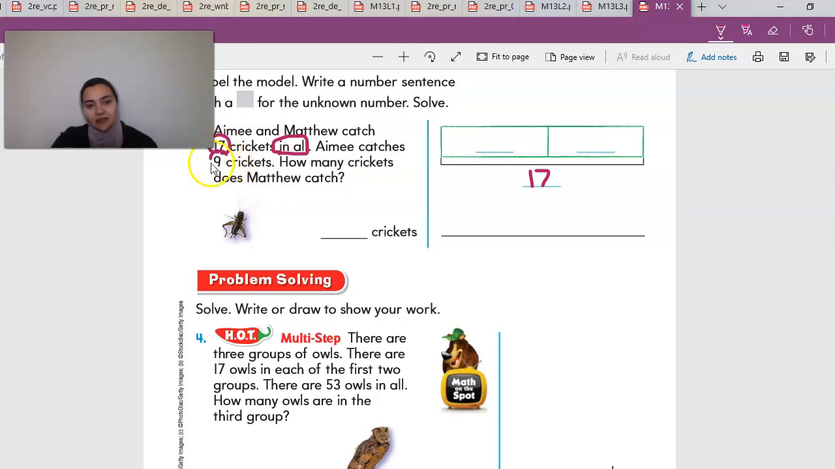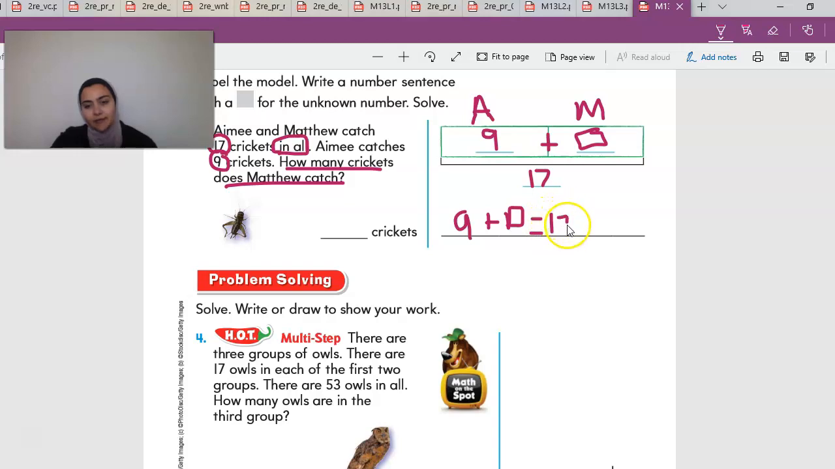Amy catches 9 crickets. So we know Amy catches 9. So I'm going to say A here for Amy, and she catches 9. And then how many crickets does Matthew catch is the question. So we're going to underline the question. This is going to be Matthew, and we don't know how many. The question is how many did he catch? But we know that both of them together caught 17. So it's 9 plus what is 17, or 9 plus empty box is 17.